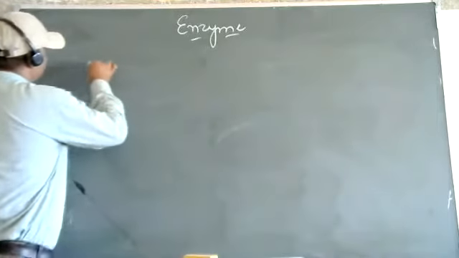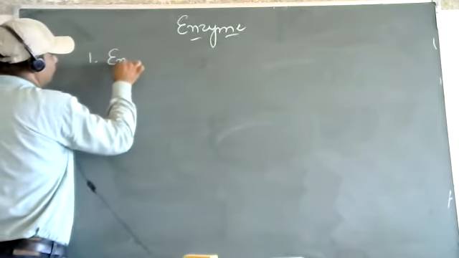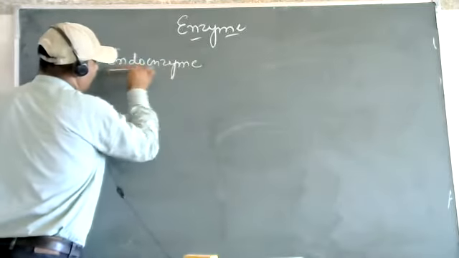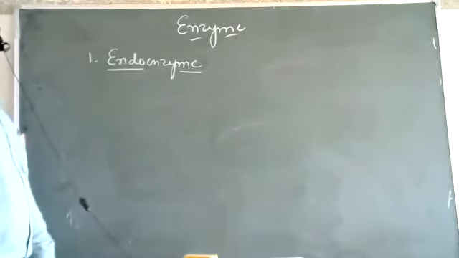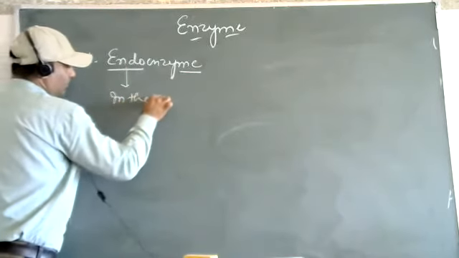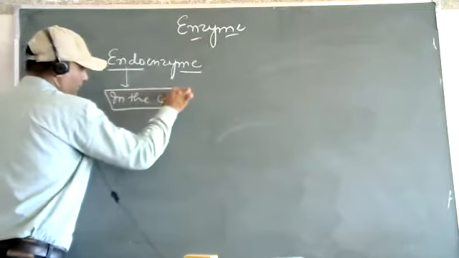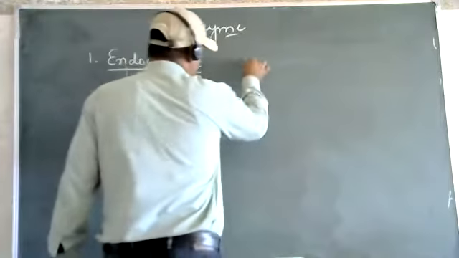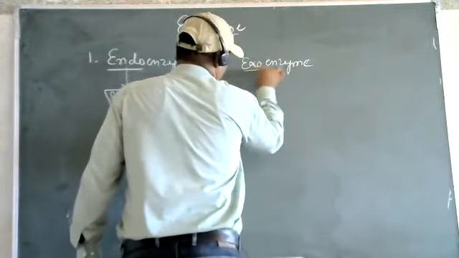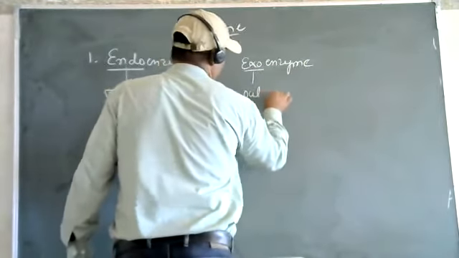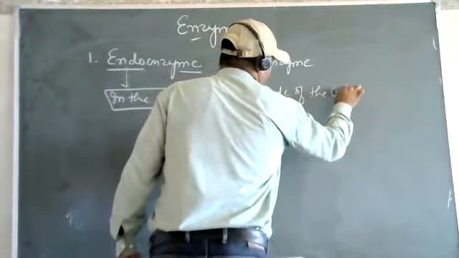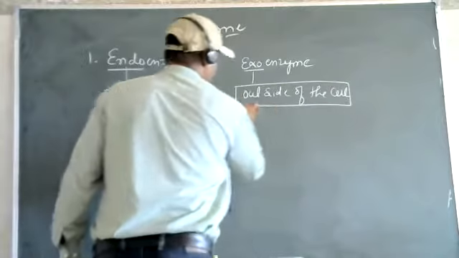Now the term which is endo and exo. The word endo means in the cell. Then exoenzyme: the exo word means outside of the cell. So we write two words and then a short definition.